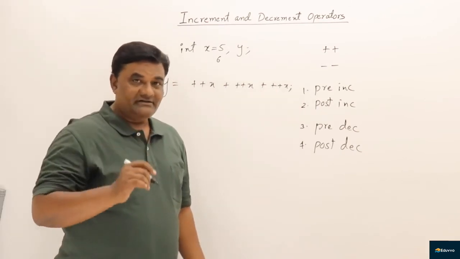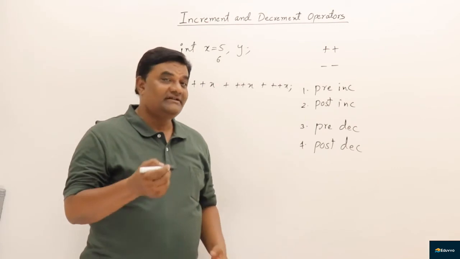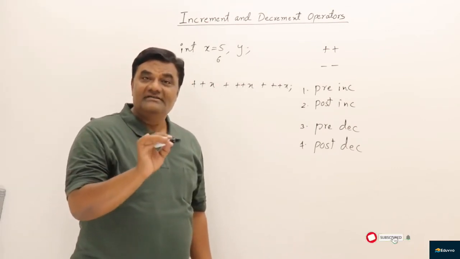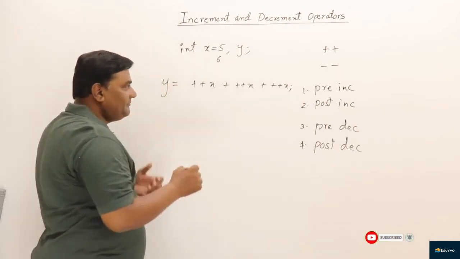Now I'll give you one reason. See, what is the purpose of precedence and associativity? I already have discussed that it is useful for parenthesization. Which one should be parenthesized first?